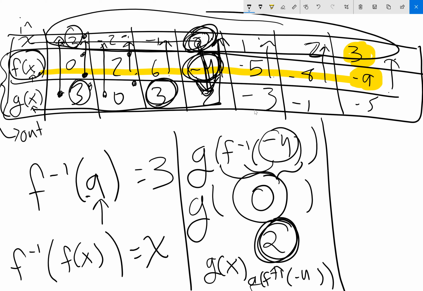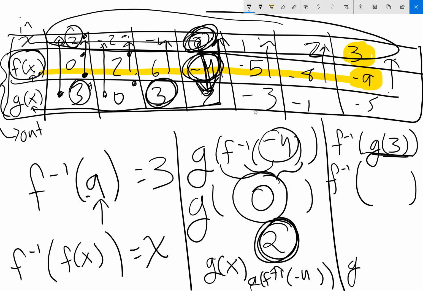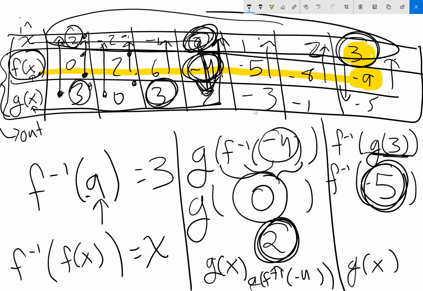Okay. Last one, f inverse of g of 3. First, let's figure out what g of 3 is. We're using our regular function, g of x. So when x is 3, what is g of x? It's -5. Okay. Then f inverse, this is our output originally, right?